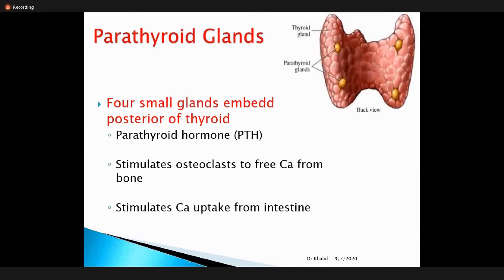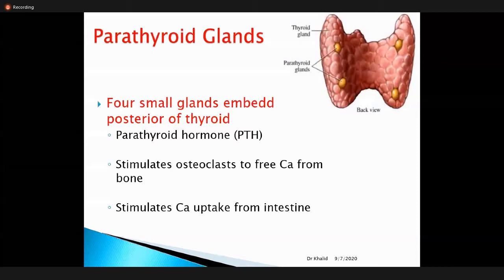So whenever there is a decrease in the concentration of calcium in the blood, the parathyroid hormone gets released from the parathyroid gland, and then it acts upon the bones, where it increases the osteoclastic activity, and due to this osteoclastic activity, the calcium is released from the bone, and it maintains the level of calcium in the blood. Also it stimulates the calcium uptake from the intestine.